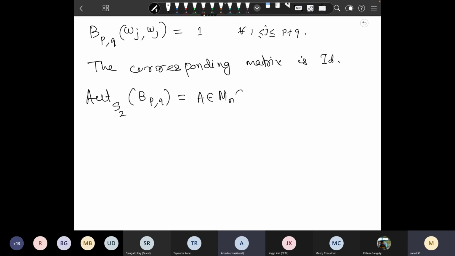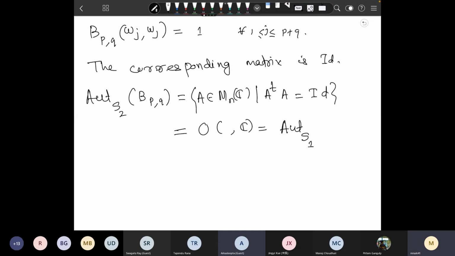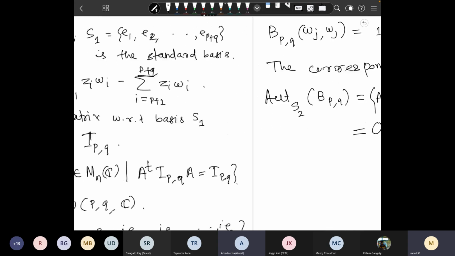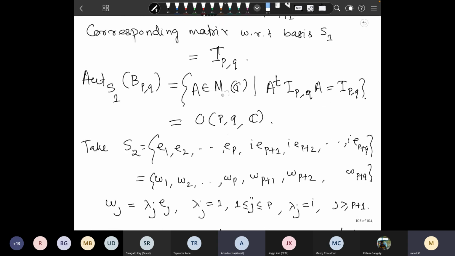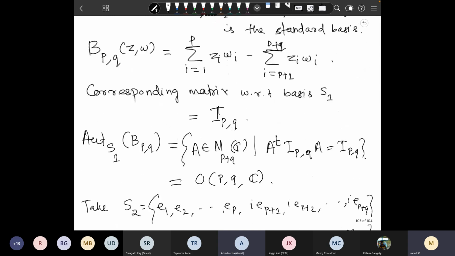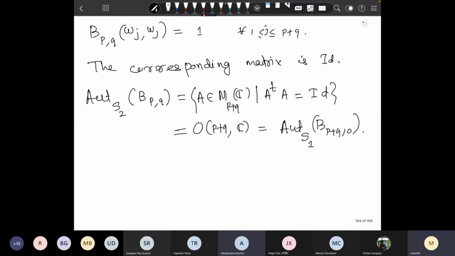So now O(S2, B(P,Q)), with respect to this basis, consists of A belonging to M_n(C) such that, since this matrix is identity, A transpose A is equal to identity. So this is equal to O(n, C), and this is O(S1), where n is here P plus Q. So this is O(P plus Q, C), that is O(S1, B(P+Q, 0)). Actually, n is here P plus Q.